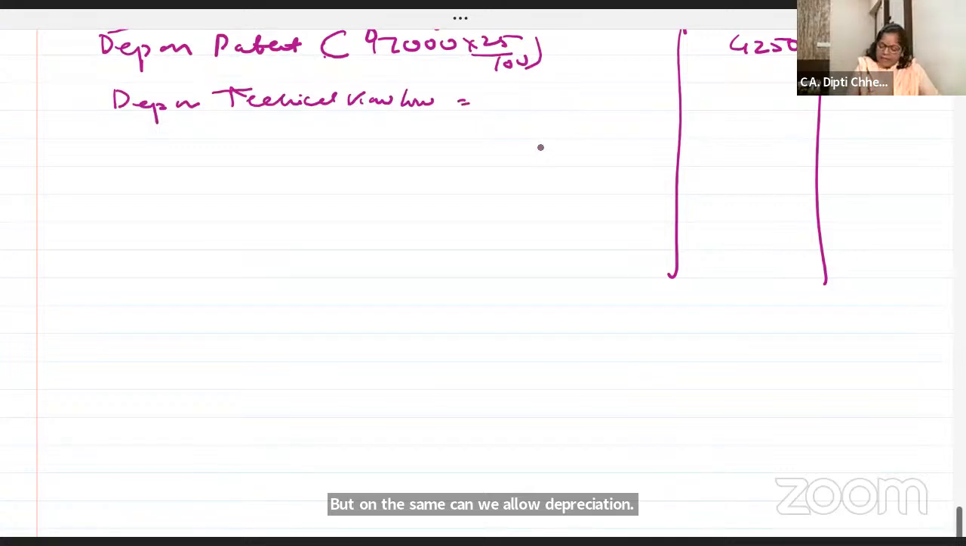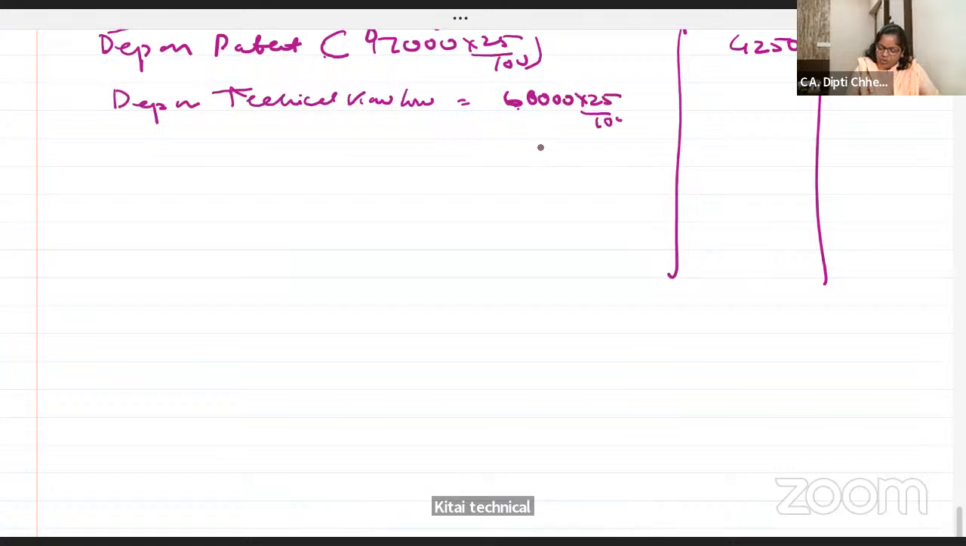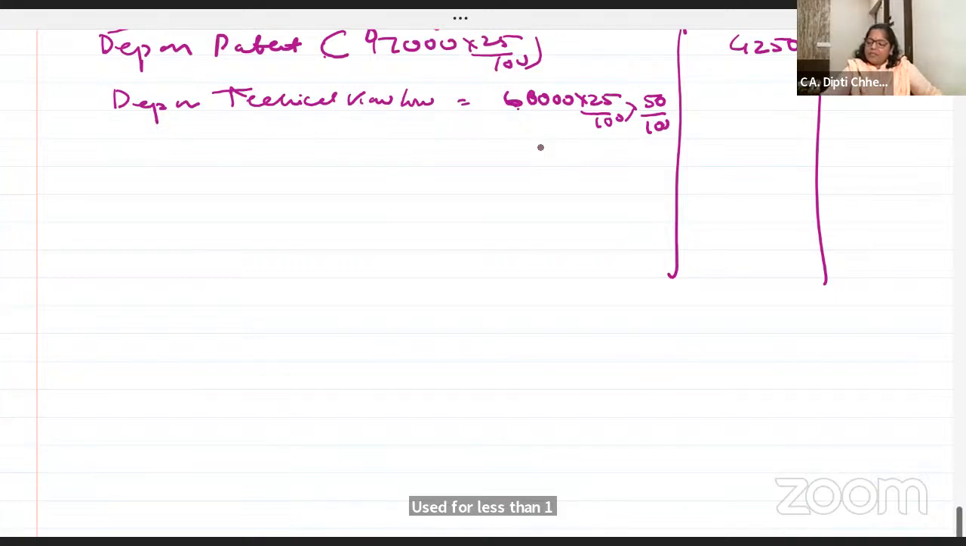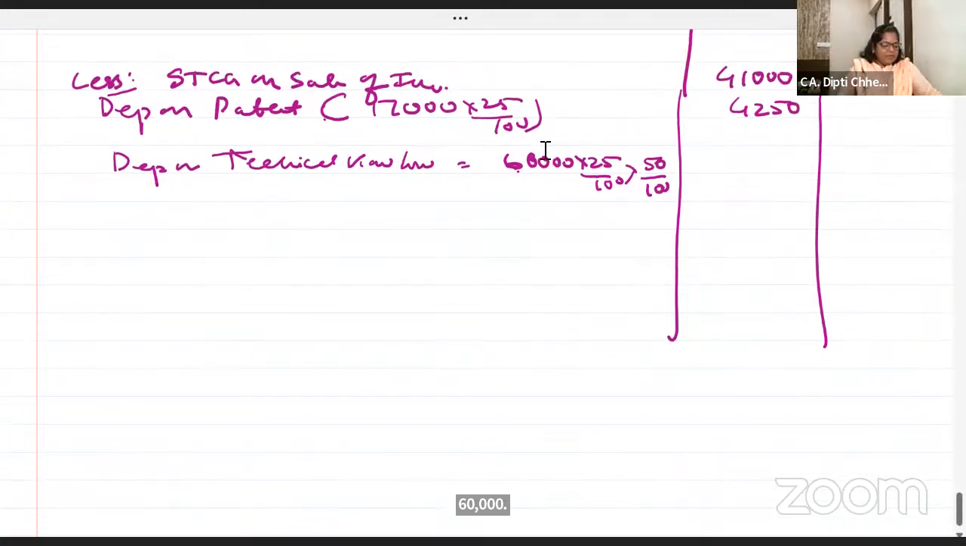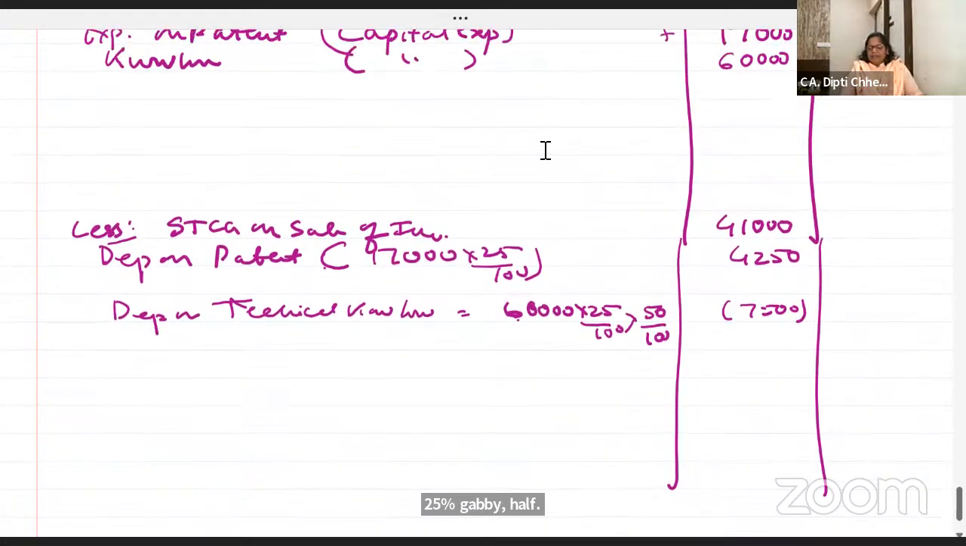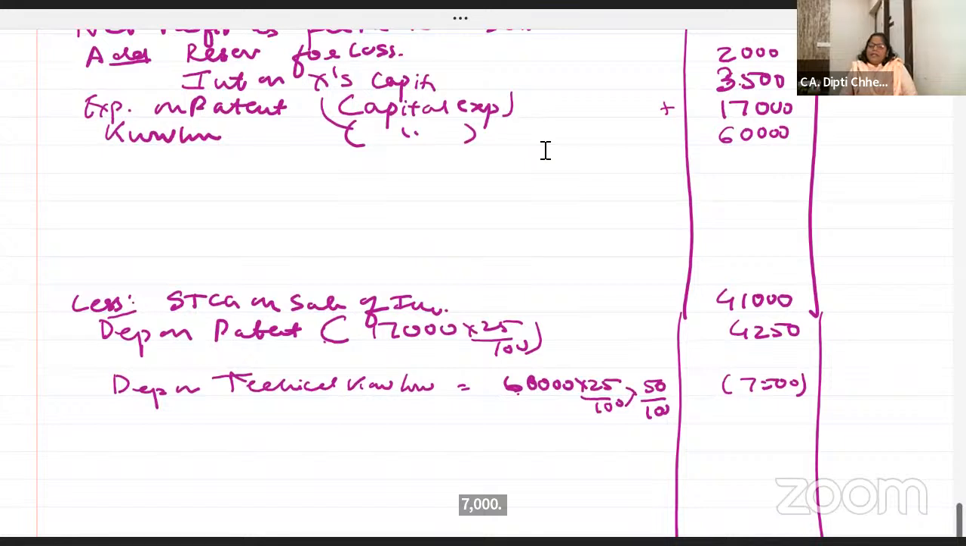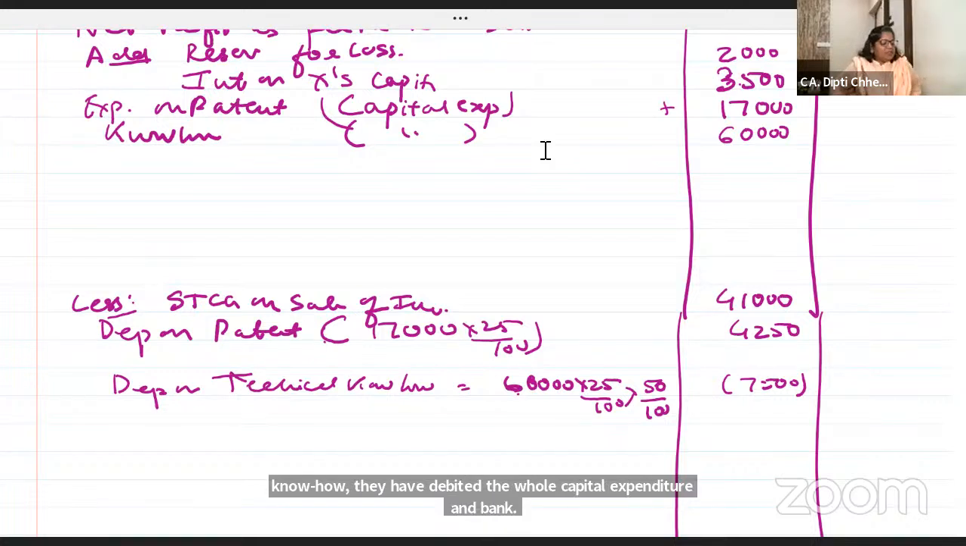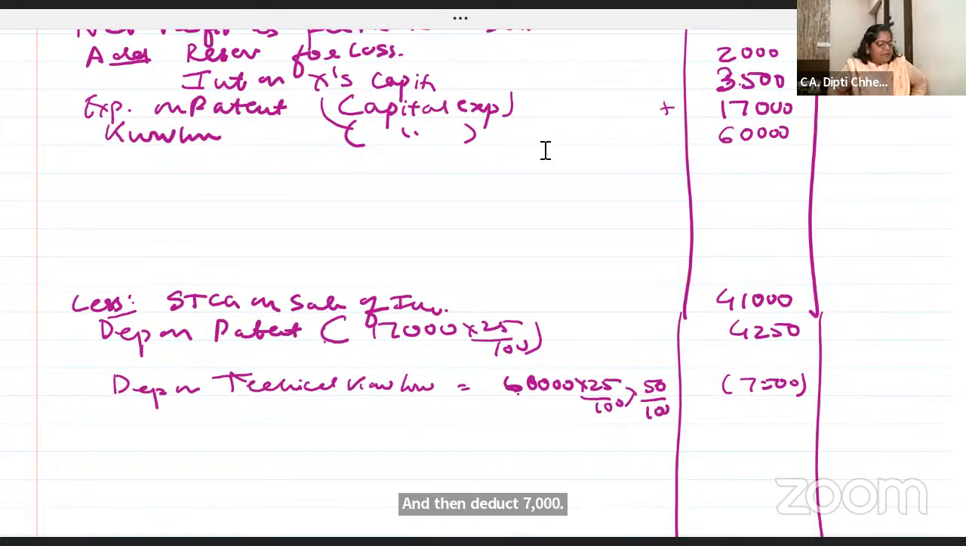Technical know-how, 60,000. On that, what's the depreciation? 25%. And this is purchased in March 24, used for less than 180 days, so 50%. Half of 25% on 60,000 is 7,500. Less. Technical know-how, they have debited the whole capital expenditure. Add back, and then deduct 7,500. Next.